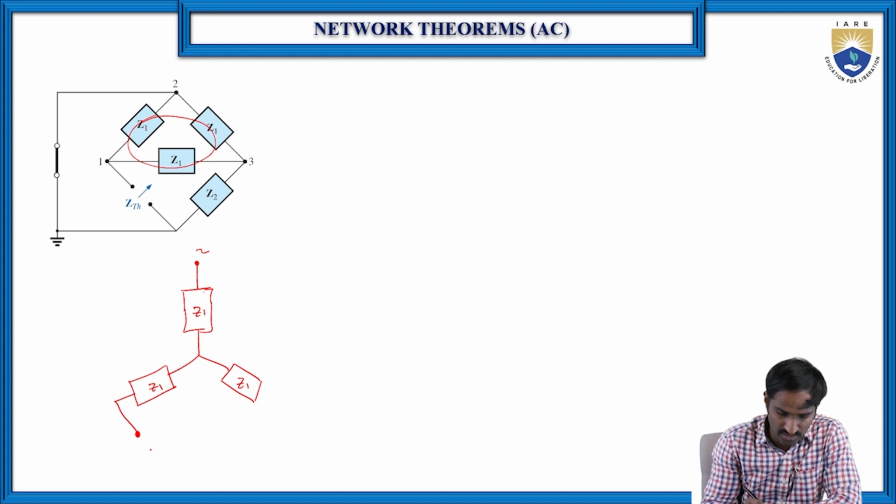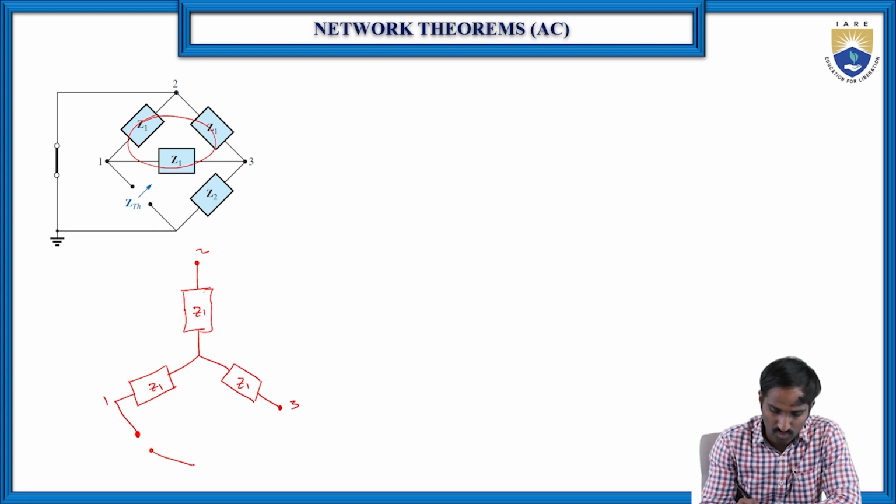So let us consider here again. Then after this, Z1 and Z2 are also there, because we have eliminated this one. Then here is the third terminal, terminal 3. Anyway, it is in between terminals 1 and 3 only, so between terminals 1 and 3 we have replaced the delta with a star, and again here one more impedance is there, this is Z2.